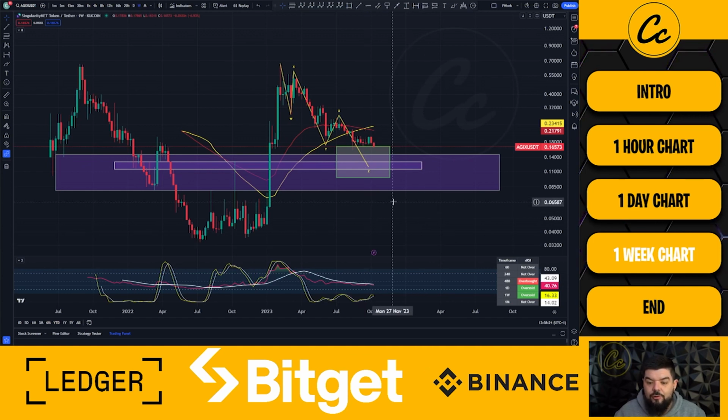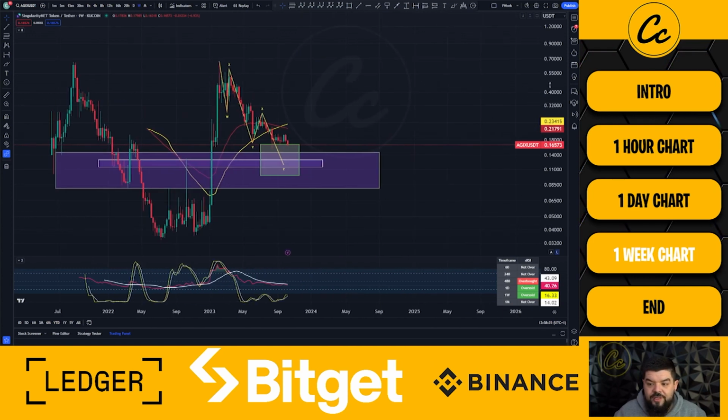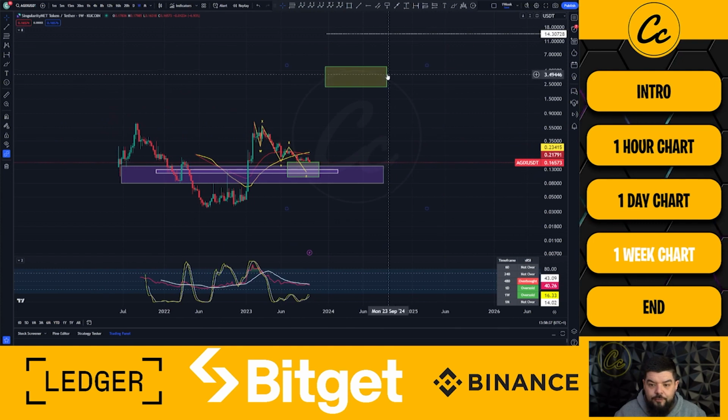Fantastic areas to be dollar cost averaging into. I personally have started the dollar cost average into AGIX around about 20 cent level and downwards. I will continue to do so. One project I am very bullish on for the future. I do think it has potential to go on to do phenomenally well.